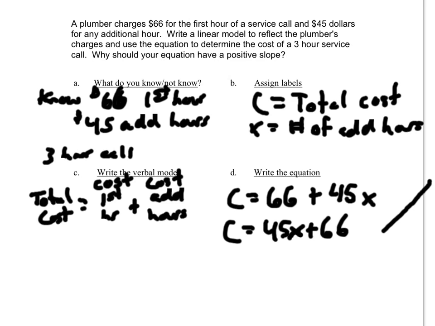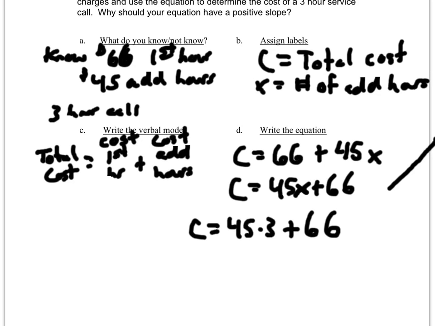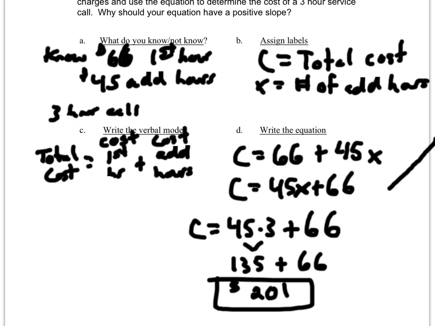Okay. Now it says use our equation to determine the cost of a 3-hour service call. So now we're going to take 3 hours and plug it, or 3 and plug it in for our hours. So we're going to say the cost is equal to $45 times 3 plus 66. Okay. Well, 45 times 3, that's 135 plus 66. And 135 plus 66 is 201. So it's $201 for a 3-hour service call.